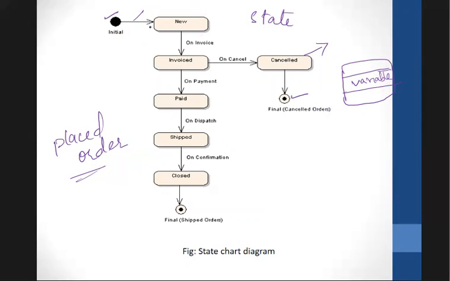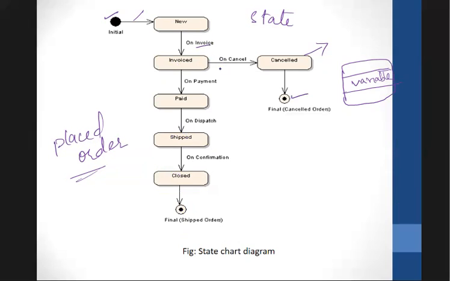Now within this initial state, you're placing a new order. When you're placing an order, a receipt is developed, that is, an invoice is generated. When the invoice is generated, if you make a payment, then your order is going to be shipped. When your order is confirmed, that is, if the parcel is being shipped, then it is going to be delivered to your home. When it is delivered, then this particular shipment tracking is closed.